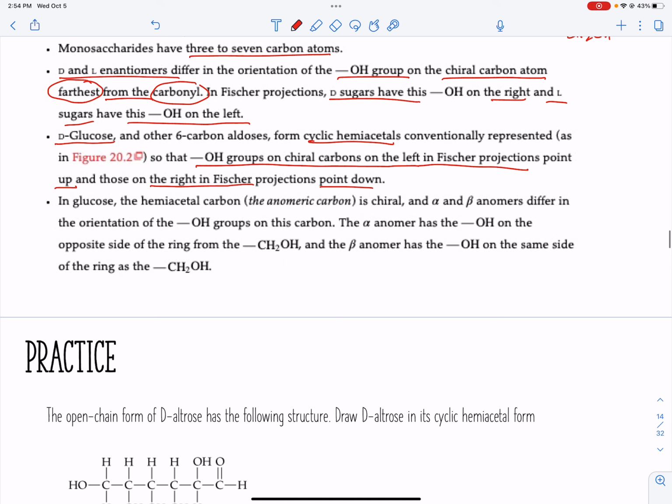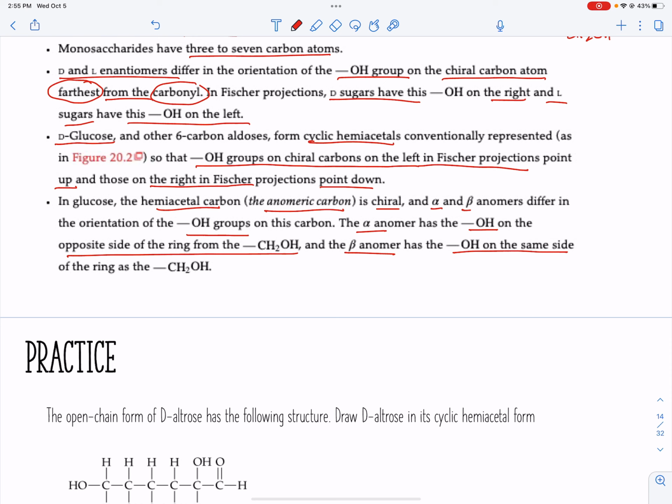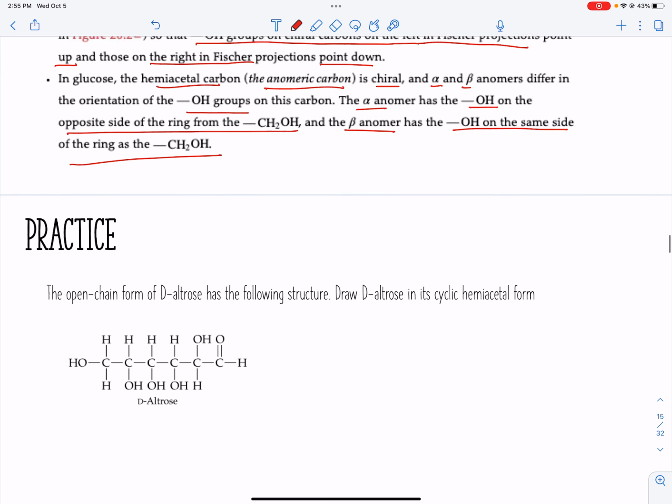The last point here is that the hemiacetal carbon, the anomeric carbon, is chiral. It is bonded to 4 unique groups. So you can have the alpha and the beta anomers, and they differ in the orientation of the OH group on the anomeric carbon. For the alpha anomer, the OH is on the opposite side of the ring from the CH2OH group. For the beta anomer, the OH group is on the same side of the ring as CH2OH. Go back and review that slide. This is a really great review of everything we've talked about so far.